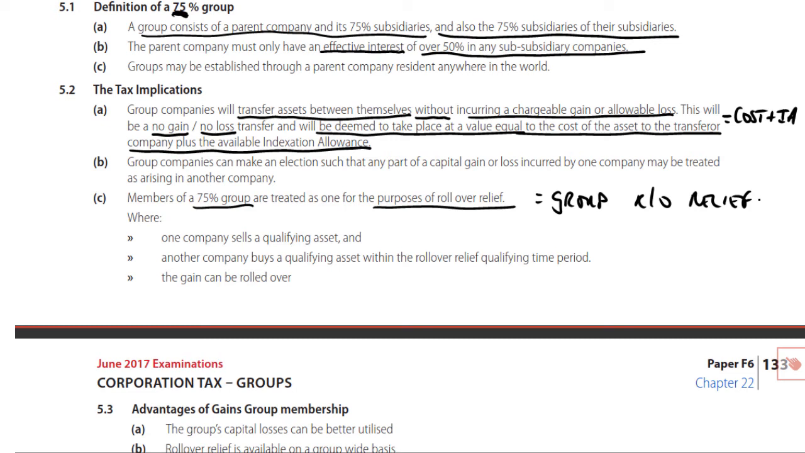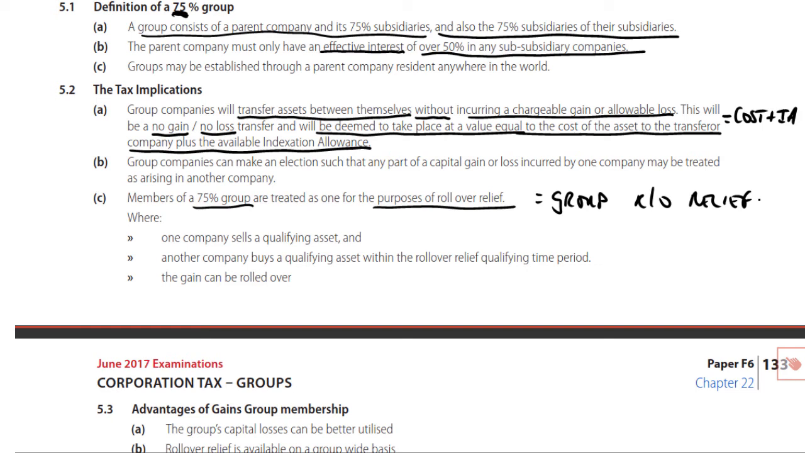Another company buys a qualifying asset, again almost certainly a property, within the rollover relief qualifying time period. Remember, between a year before to 3 years after the disposal date. Then rollover is possible. Now, the normal rollover rules apply. If we have reinvested all of the proceeds, the buying company has bought for at least the sales proceeds figure of the vendor, then full rollover is available.